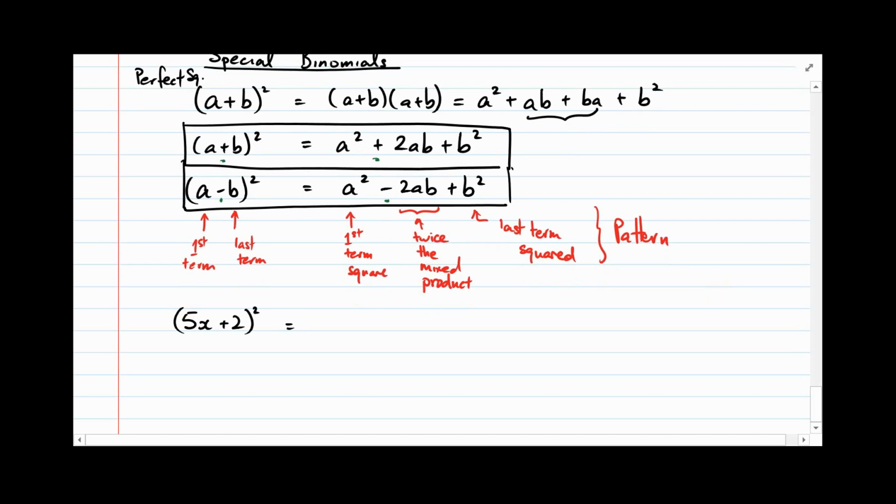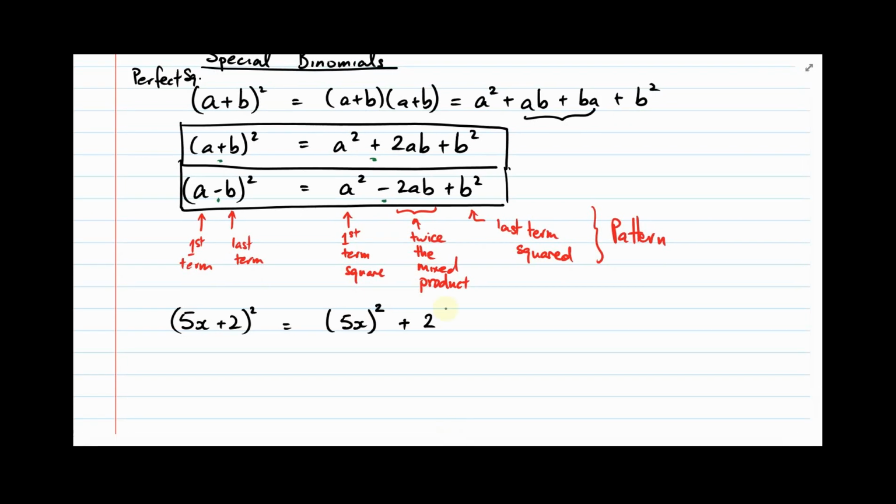Although you could go and write out 2 copies of 5x plus 2 and do your FOIL method, I want you to get in the habit of remembering to use this pattern and say it as you go along. First term squared. First term is 5x. It's a plus sign, so it's a sum, so everybody will be positive. Twice that mixed product. What's the mixed product? Each term will be present, and then the last term squared.